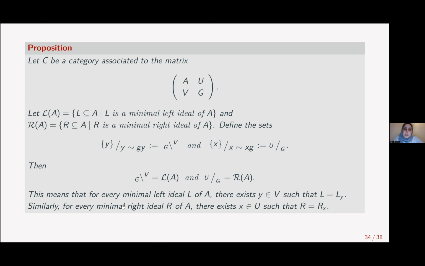And what does that mean? It means that for every minimal left ideal L of A, which is in LA, there exists Y in V such that L is equal to Ly. And for every minimal right ideal R of A, there exists X in U such that R is equal to Rx. And this is how I associate morphisms in a category to their sets of minimal left and right ideals of A.